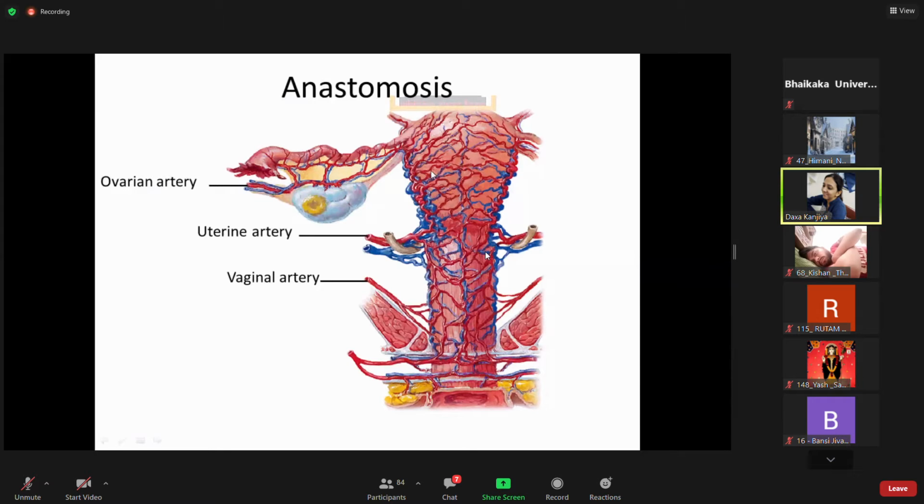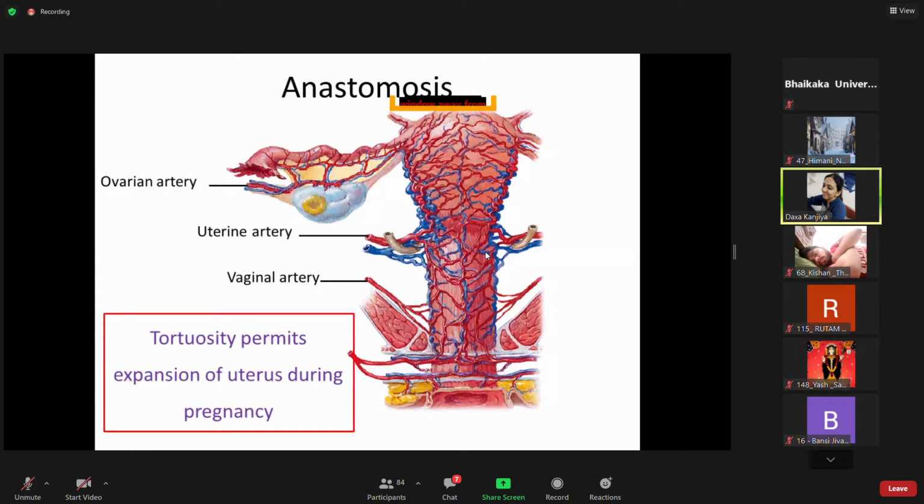In its course, if you see, it gives various branches which supply the different parts of the uterus like the fundus, body, and the cervix. And it is a tortuous artery, one example of a tortuous artery, like the splenic artery. This tortuosity of the uterine artery allows the expansion of the uterus during pregnancy.